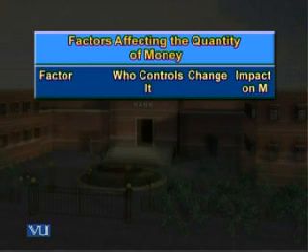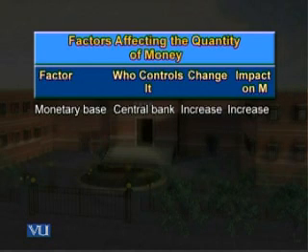Now we said there are four major factors. The monetary base, who controls it? The central bank. Why? Because we define the monetary base as the reserves plus the currency. The reserves are controlled by the central bank and even the currency is printed by the central bank. So the monetary base is controlled by the central bank, and if we look at a change, and the change is an increase, increasing the monetary base will increase the quantity of money.